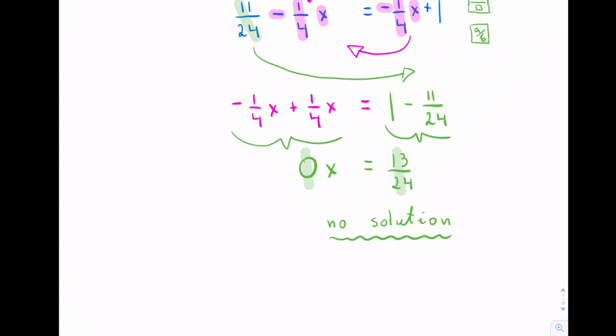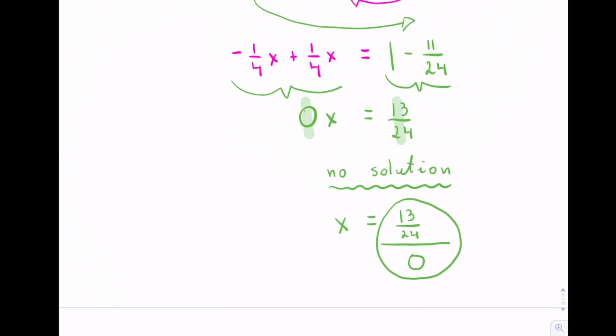Because even if we tried to divide by 0, you may recall that the answer to this is undefined, because we cannot divide by the 0.